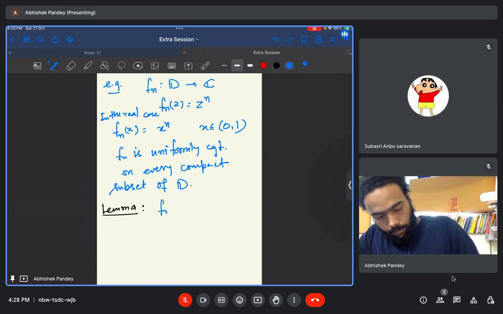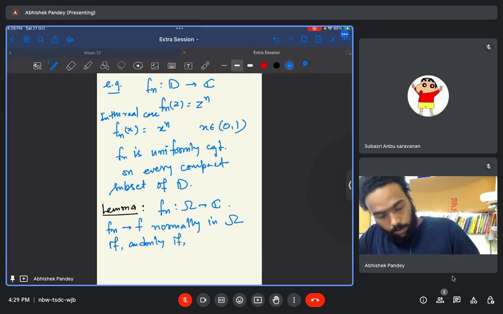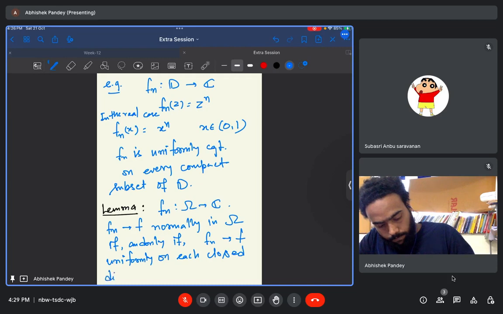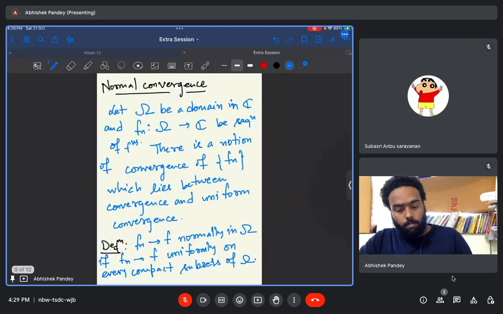So Fn such that omega to C, Fn converges to F normally in omega if and only if Fn converges to F uniformly on each closed disk. So you don't need to take an arbitrary compact set. Means you don't need to check on every arbitrary compact set. You can just take each closed disk contained in omega. So this just reduces the compactness. I mean, you don't need to check on every compact set. You just check on closed disks. Okay.